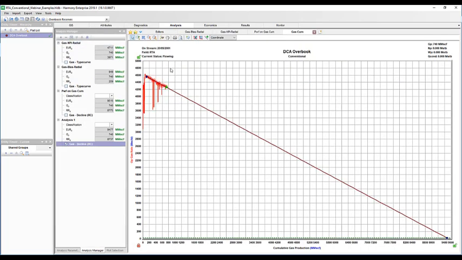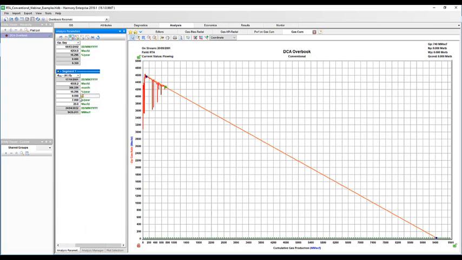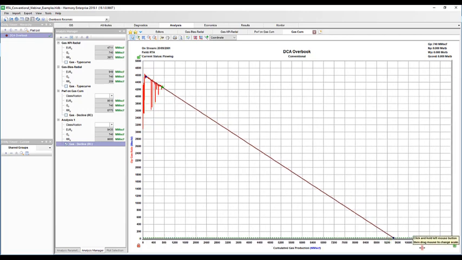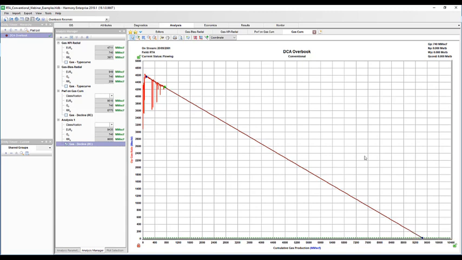Now here we can see my gas rates on this plot. I can lock in my b value to 0 to ensure an exponential decline, and I can lock that in place. So what's this plot showing us? By looking at our gas rates here, we can get an EUR of around 9.5 BCF. So let's then take a look at the flowing material balance plot and see what that gives us.